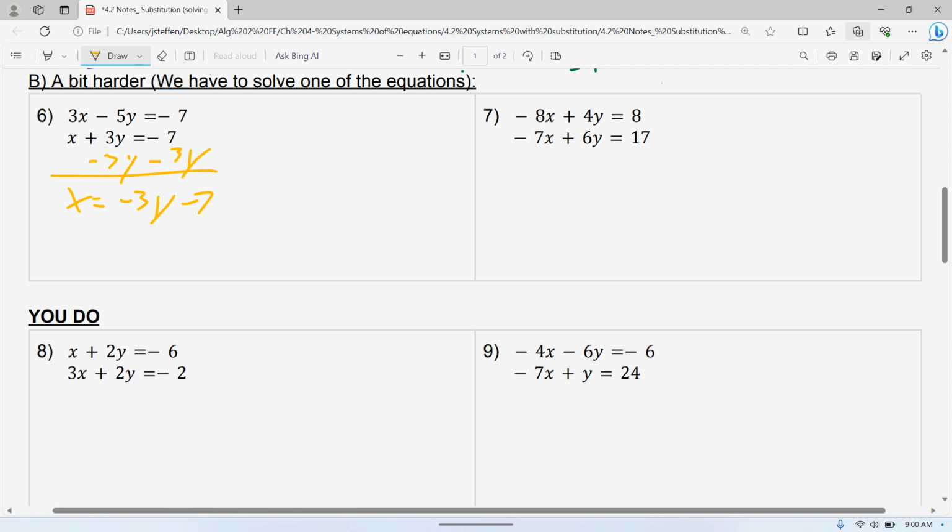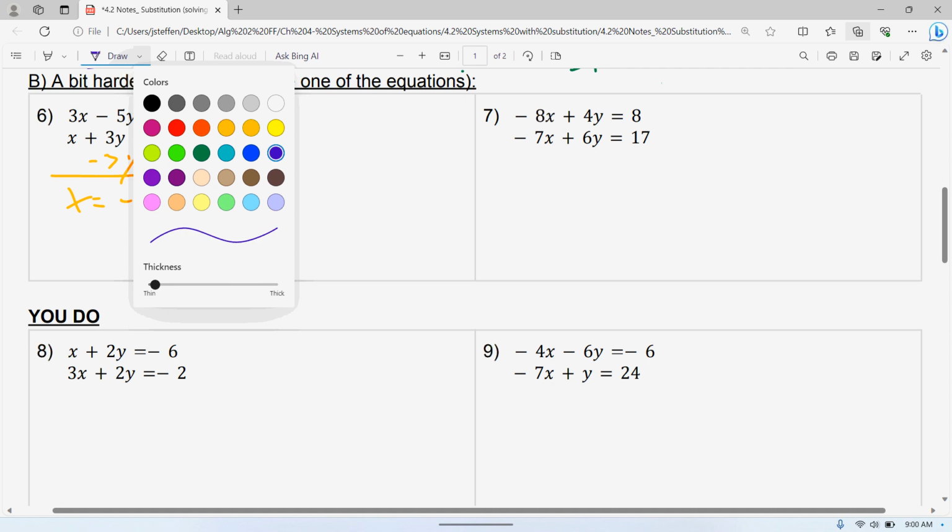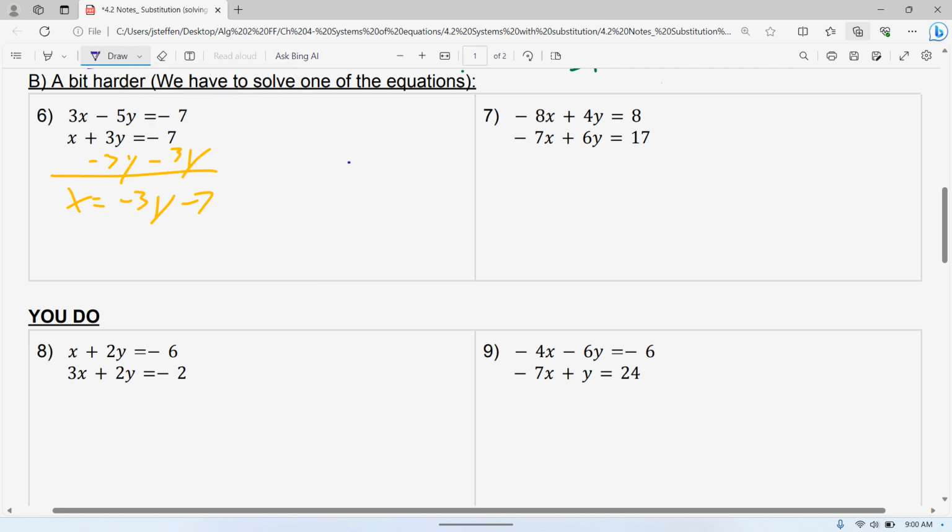Now, when you use substitution on this step, make sure you don't sub it into the exact same equation. That happens where people solve this one for x, and then they take this and sub it in for this x, and they get everything to cancel, and they get really confused. Whatever equation you solve, you have to sub into the other equation. We just switch some things around. Plugged into that very first equation.